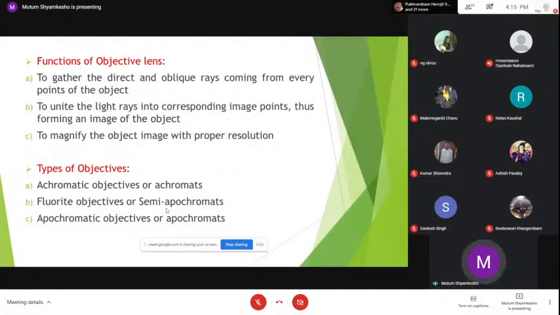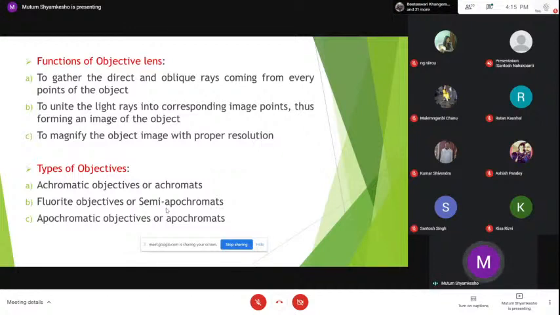Then when we are coming to the types of the objectives, there are usually three types of objective lenses classified. The first one is the achromatic objectives, which are also known as achromats. Then fluorite objectives, also known as the semi-apochromats, and apochromatic objectives, which are also known as the apochromats.